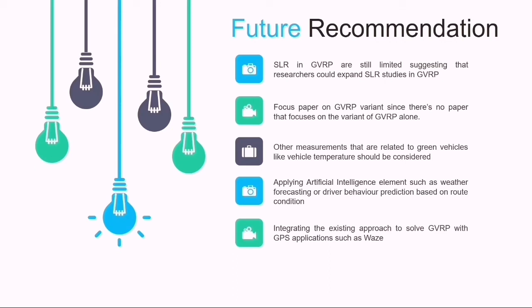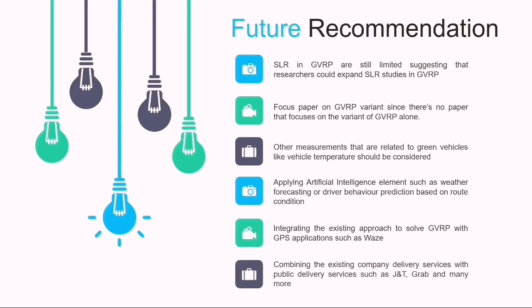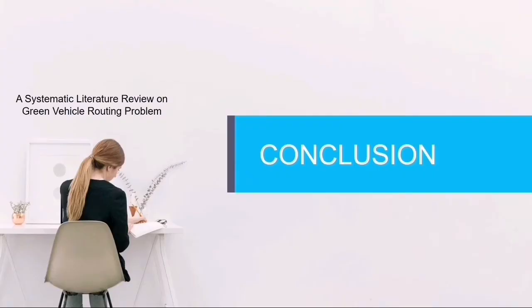Moreover, the study of integrating the existing approaches to solve GVRP with GPS applications such as Waze can also be explored further. GVRP can also give consideration to combining the existing company delivery services with public delivery services such as J&T, Grab and many more. Last but not least is the conclusion section.